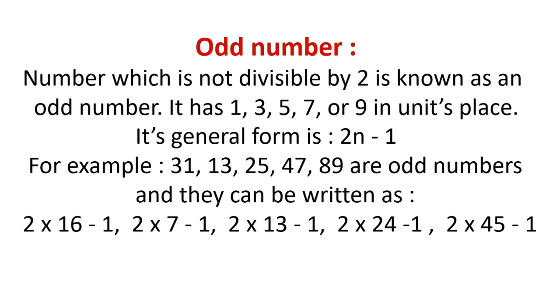And you see they can be written as 2 into 16 is 32, minus 1, 31. And 13 can be written as 2 into 7 minus 1, that is 2 into 7 is 14, 14 minus 1 is 13. 25 can be written as 2 into 13 minus 1, because 13 into 2 is 26, 26 minus 1 is 25. 47 can be written as 2 into 24, 2 into 24 is 48, 48 minus 1 is 47. And 89 can be written as 2 into 45 minus 1, because 2 into 45 is 90, 90 minus 1 is 89.